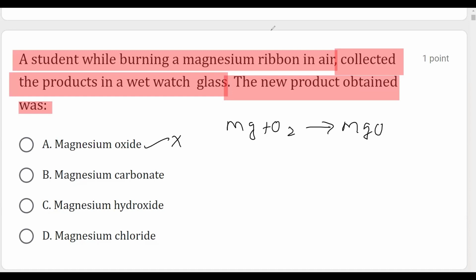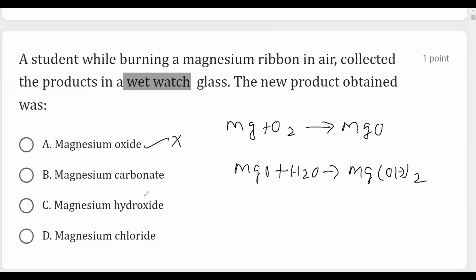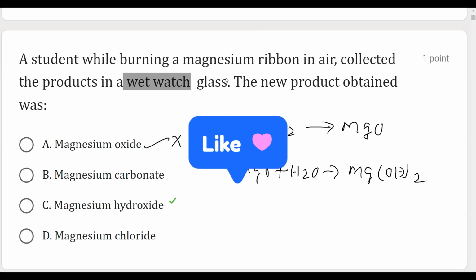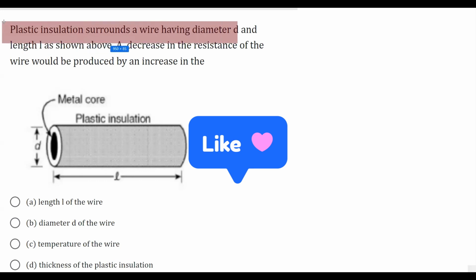What you can see is that the glass here is wet, right? The glass is wet here, it's not dry. That means the magnesium oxide so produced during the reaction, that's a white powder, will react with water to produce magnesium hydroxide, which is Mg(OH)2. So therefore, what you should say here is that C is the correct answer. It should be C here. So I'll just tell you which is the correct answer. That's C.